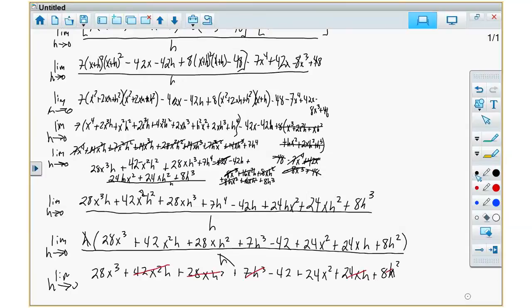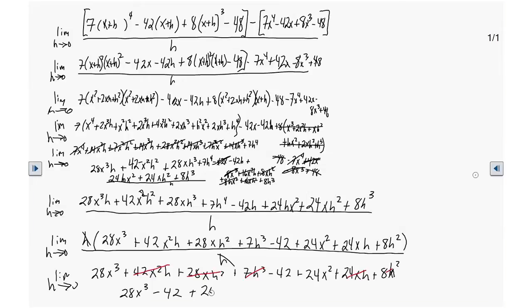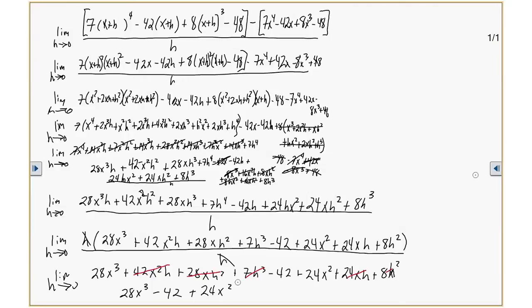And we're left with 28x cubed minus 42 plus 24x squared. Somebody tell me what we got for the answer.